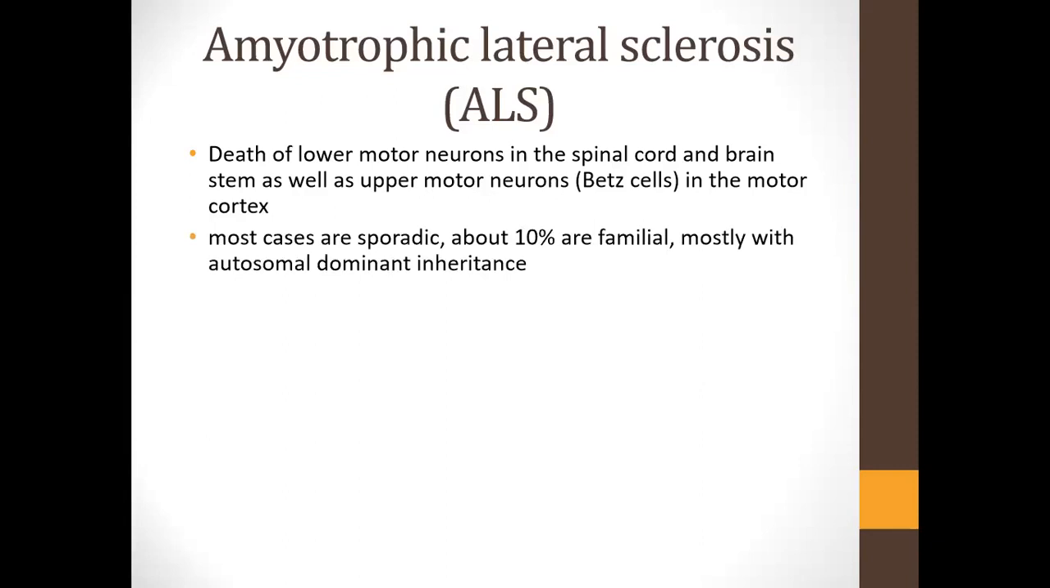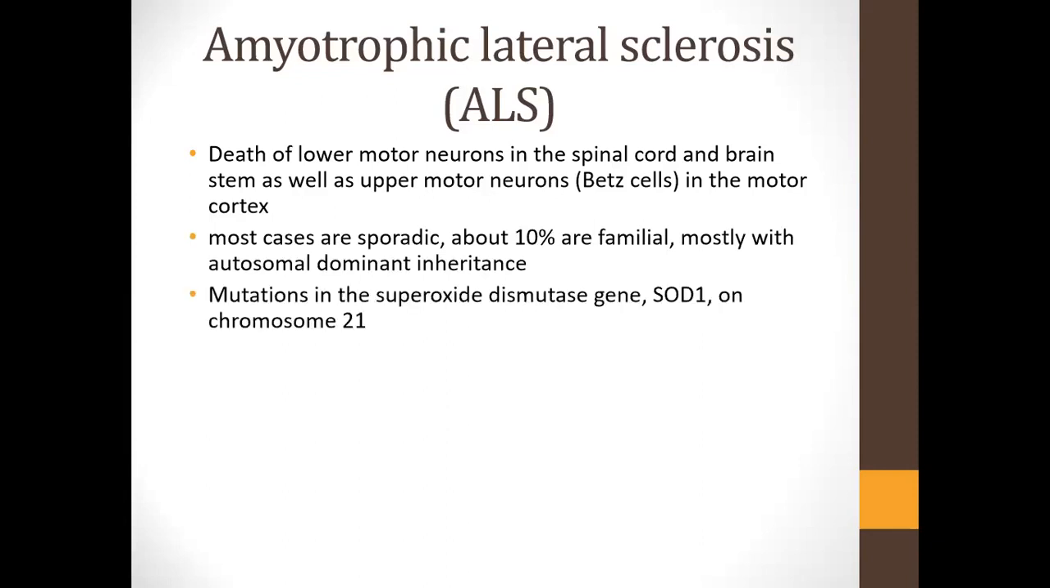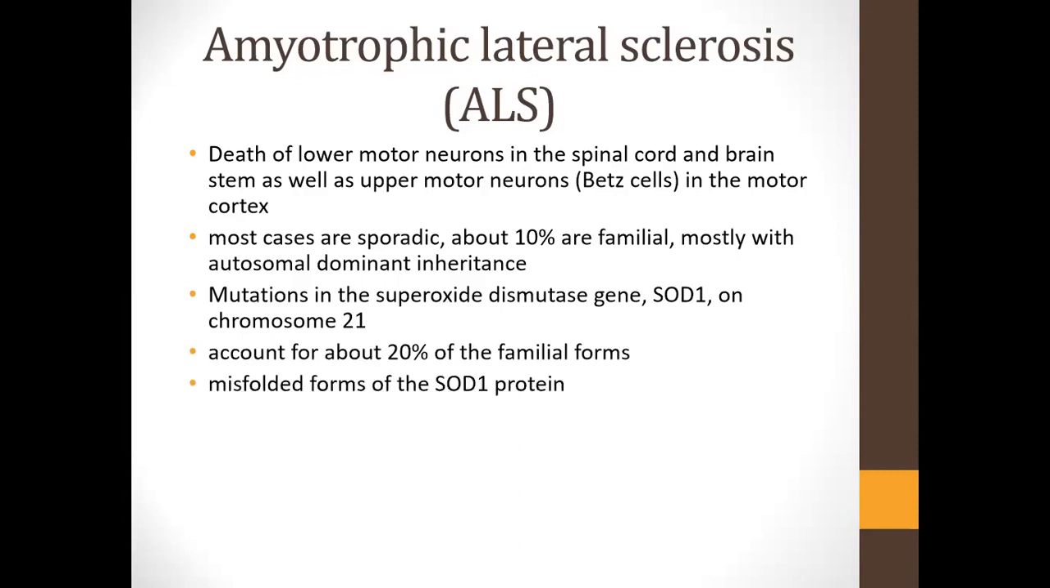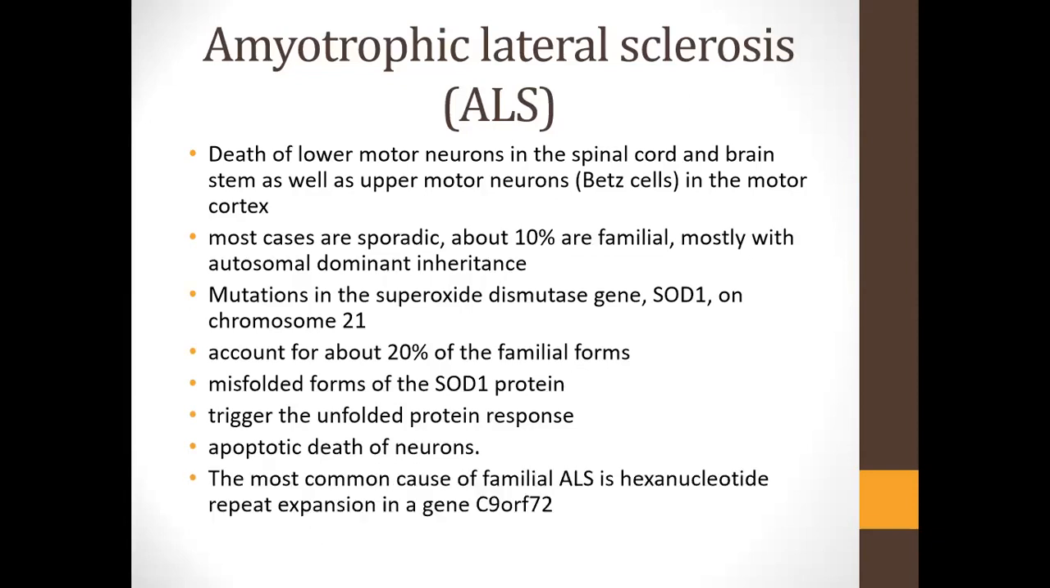Most cases are sporadic, but 10% are familial, mostly with autosomal dominant inheritance. Mutation is in the superoxide dismutase gene SOD1 on chromosome 21, which accounts for about 20% of the familial forms. Misfolded forms of SOD protein will cause the disease and trigger the unfolded protein response, leading to apoptotic death of neurons. However, the most common cause of familial ALS is hexanucleotide repeat expansion on the gene on chromosome 9.